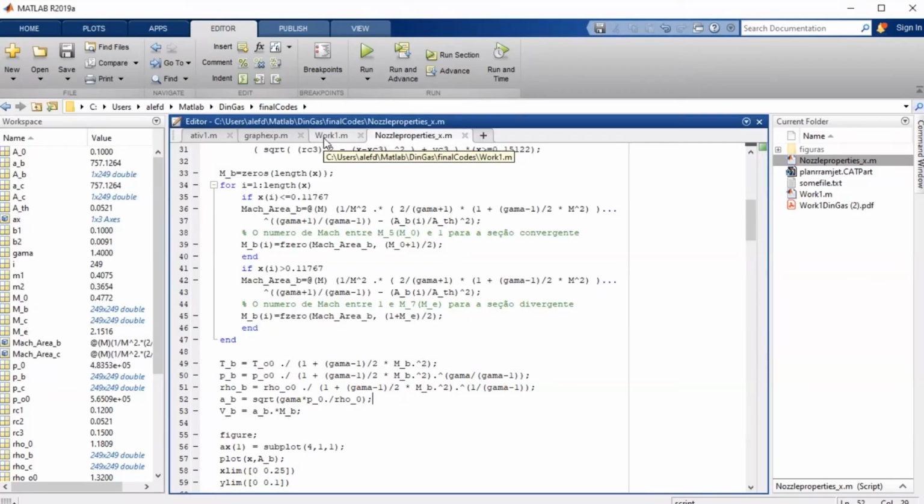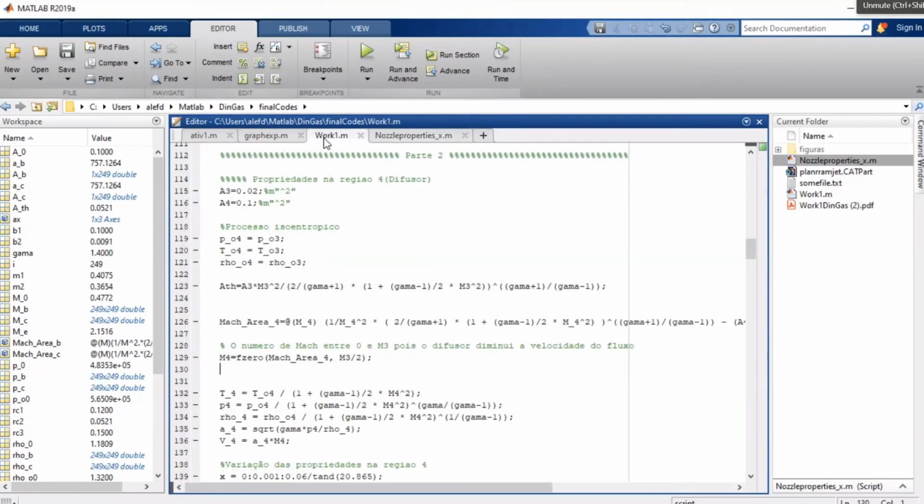Ok. Valeu, Aleph. Eu acho que eu entendi. Eu vou tentar pegar essa lógica que você fez e seguir aqui.